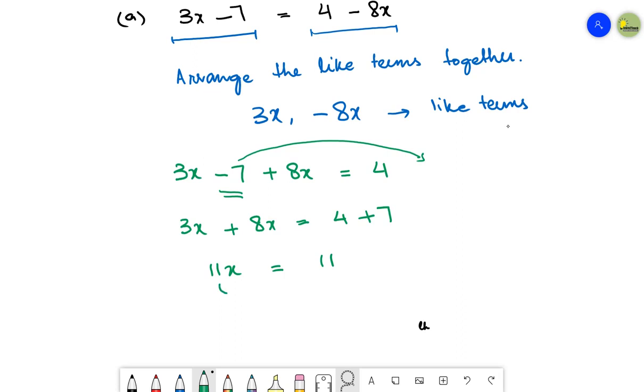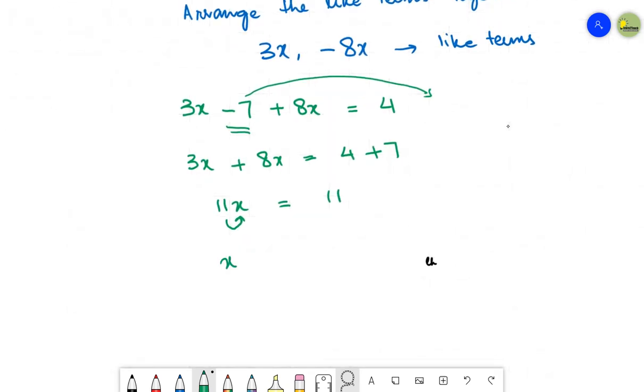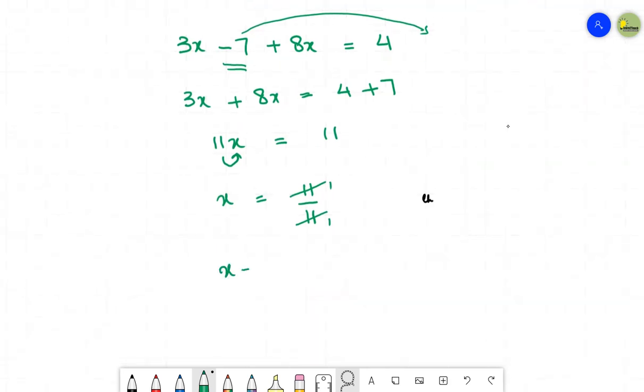Here 11 is multiplying with x. So what you need to do is move this 11 to the other side of the equation by dividing it. 11 will be divided by 11. If I cancel it, 11 ones are 11, 11 ones are 11. So the answer of x is going to be 1. x equals 1. In this way, I have solved this kind of equation.